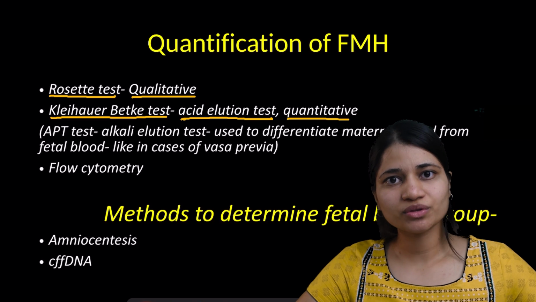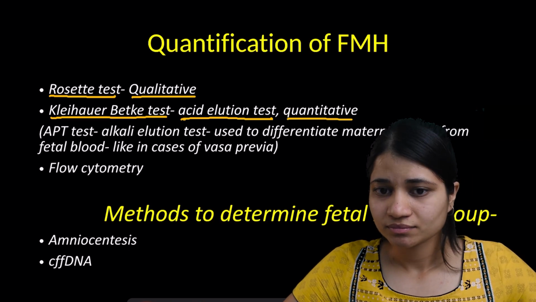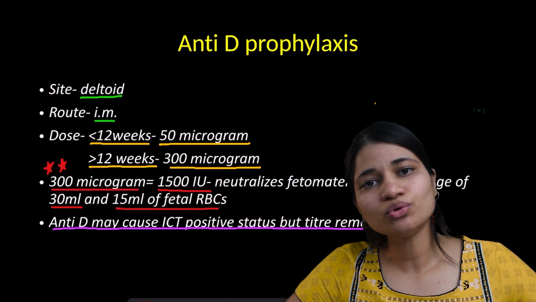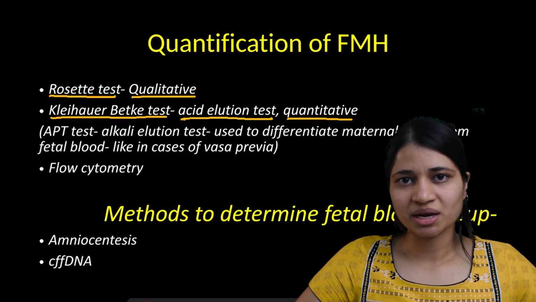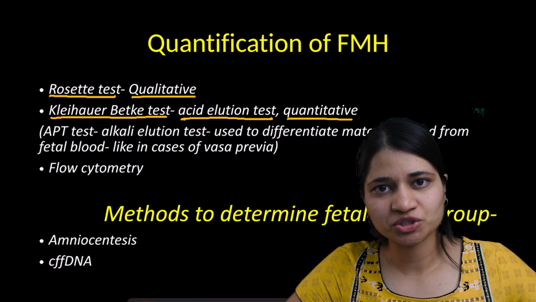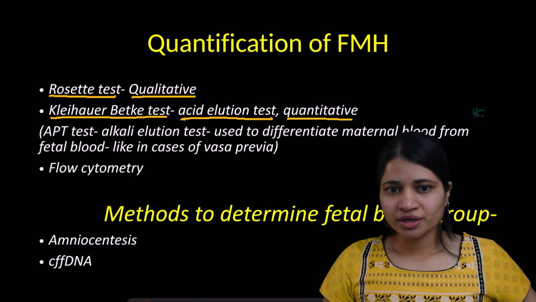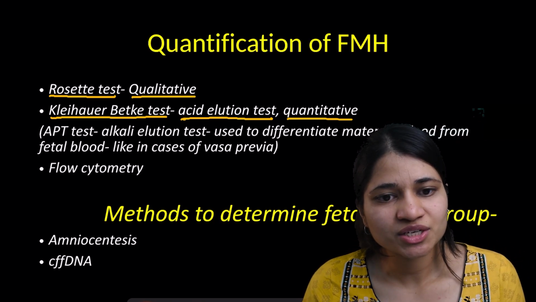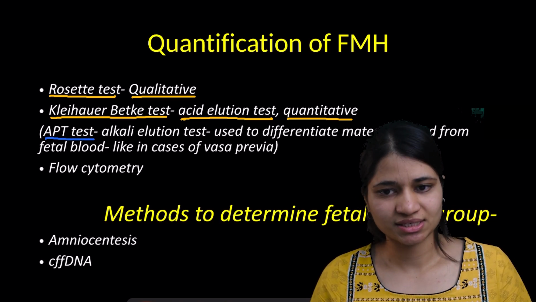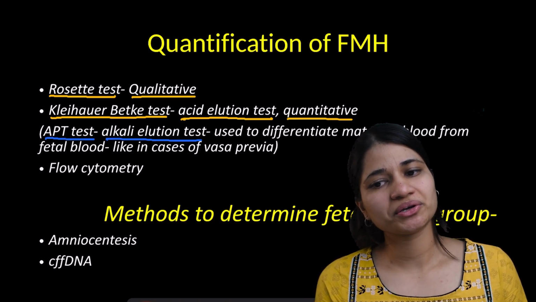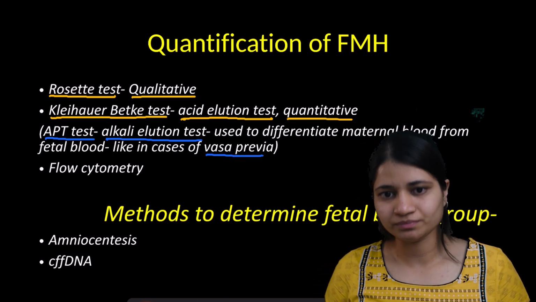As we know, the fetal RBCs contain hemoglobin F. This is resistant to denaturation by acid. Thus it can be differentiated from the maternal HbA or HbA2. As we used to hear, we also have another test which is known as the APT test, an alkali elution test, which is used to differentiate maternal blood from fetal blood, like in cases of vasa previa.